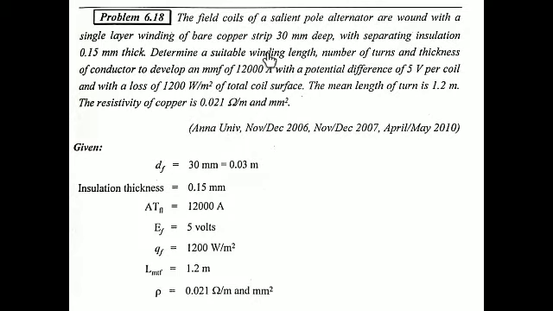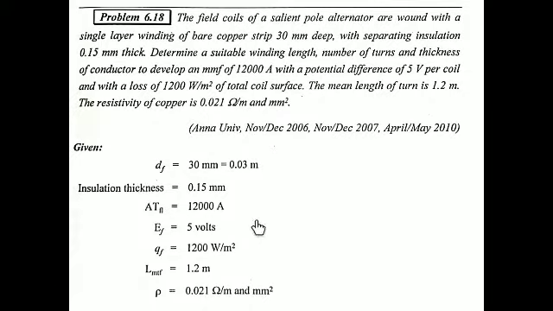Then you need to find the winding length, number of turns and thickness of the conductor to develop a full load mmf of 12,000 amps. Then a potential difference of 5 volt per coil, EF value is 5 volt per coil. The loss dissipation is declared, small qf, which is 1200 watts per meter square. Then the mean length of the turn, LMTF, is 1.2 meter. Then a resistivity is there, 0.021 ohm per m and mm square.